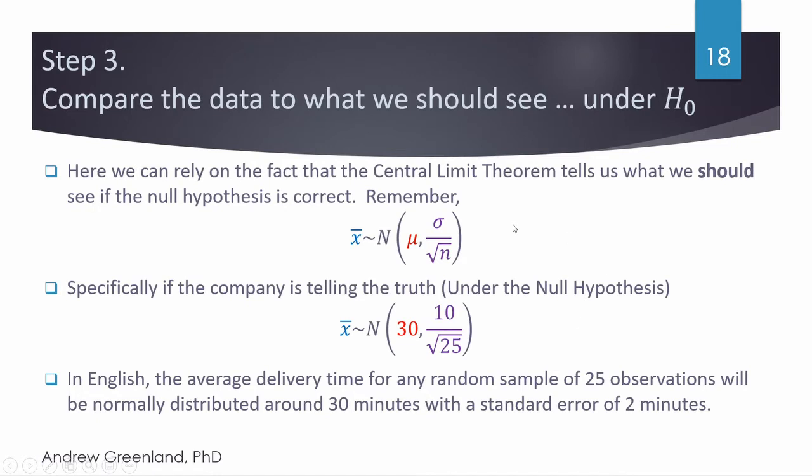And so in our context, we can fill in all the pieces of information we have, and we know that sample averages are going to be normally distributed around the 30 minutes that the restaurant says it should take, with the standard deviation given by the 10 minutes in their standard deviation divided by the square root of the number of times we've ordered from them. Okay, so this is the square root of 25. Which means in English, we would say the average delivery time for a random sample of 25 orders should be on average 30 minutes, and the standard error is going to be about 2 minutes. Okay, it's going to be normally distributed around that.